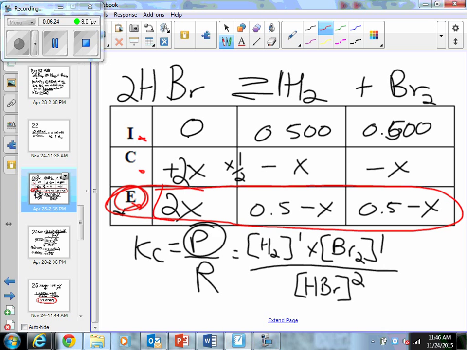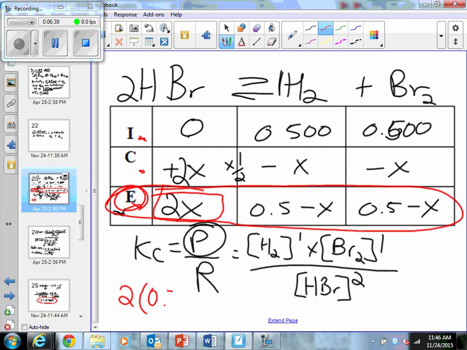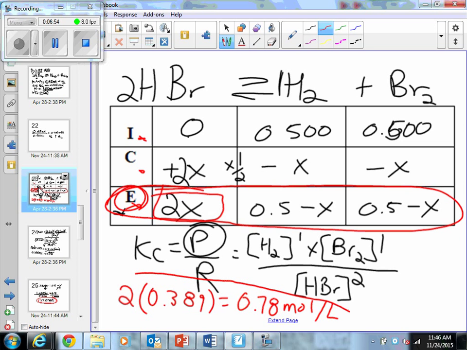So I believe it was asking for the value of the hydrogen bromide at equilibrium. To do that, I have to take the value that I just found for X and sub it in here. So 2 times our value that we got for X, which is 0.389, equals, I believe if we round it, 0.78 moles per liter. So our final answer, we have to go back and substitute our X into the ICE table.